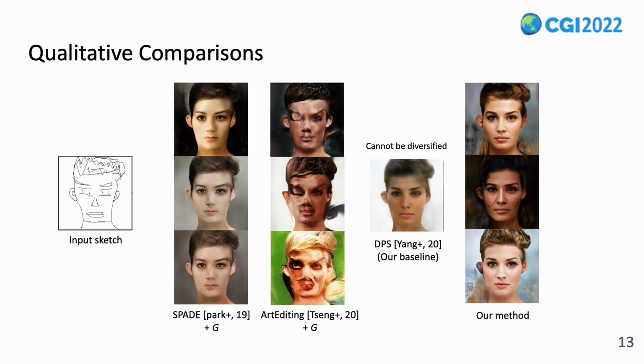First, we show the qualitative comparisons with the existing methods. Here, plus G indicates that the sketch correction network Z is used. As you can see, SPADE can diversify the output, but their diversity is low and realism is not so high. Auto editing is the method of diversifying detail and appearance, and is an idea similar to our method. However, results are not realistic because it does not assume hand-drawn sketch input.